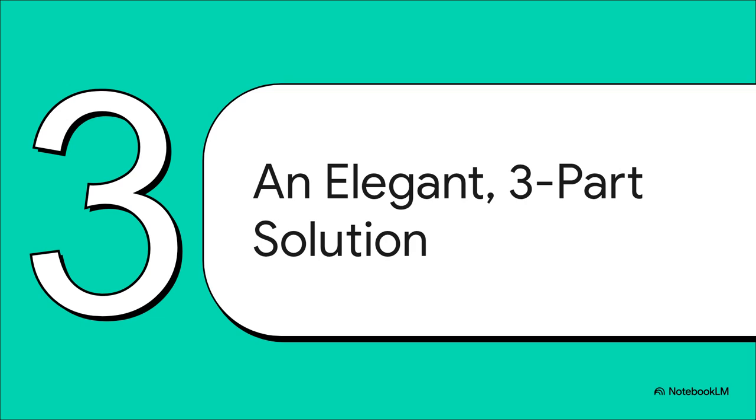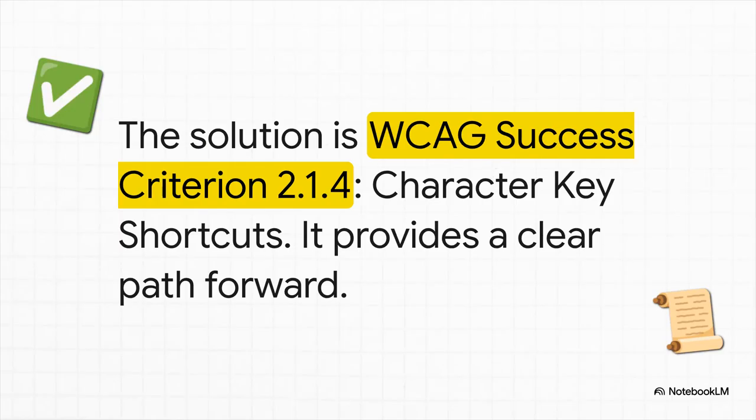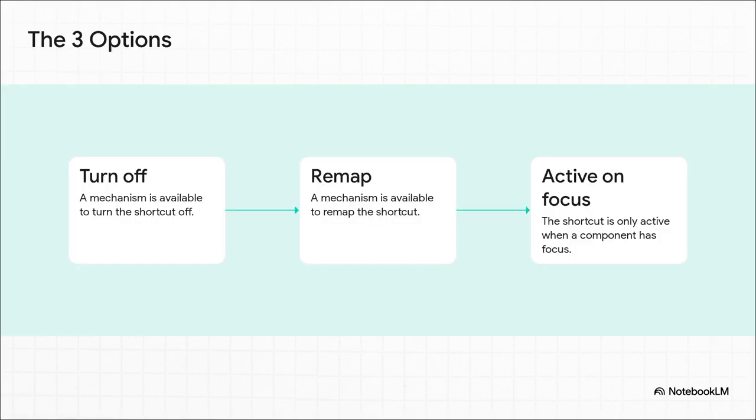But here's the really good news. This is a completely solvable problem, and the fix is actually incredibly elegant and surprisingly simple. The solution comes from a set of rules for making the web work for everyone, called the Web Content Accessibility Guidelines, or WCAG for short. There's a specific rule in there, Success Criterion 2.1.4, that was designed for this exact scenario. And it doesn't say, get rid of these shortcuts. It just says, hey, if you use them, you have to give people a way out. And it gives 3 really straightforward options.